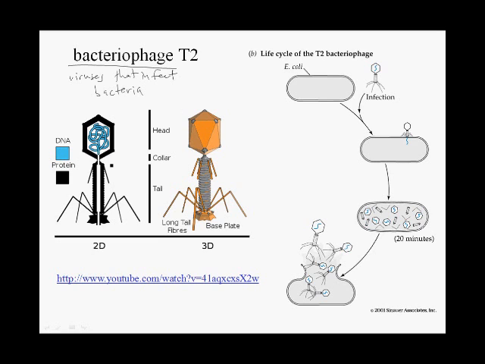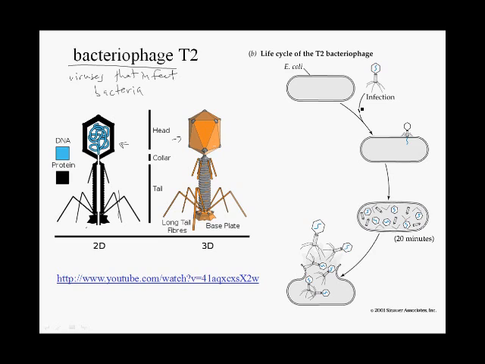The beauty of this system is that there are only two types of macromolecules in bacteriophage. They have a protein coat, so all the parts in this diagram outlined in black are made of proteins, and then inside this head is a molecule of DNA. So DNA is packaged inside a protein head, and then we have all of this tail fiber, which consists of protein. So there's only two macromolecules in bacteriophage, DNA and protein.